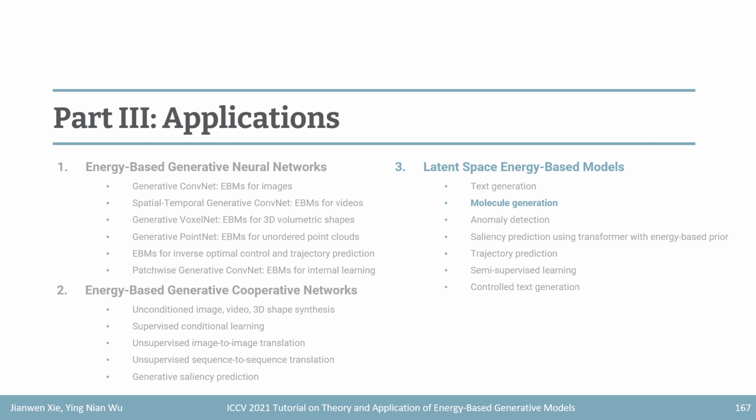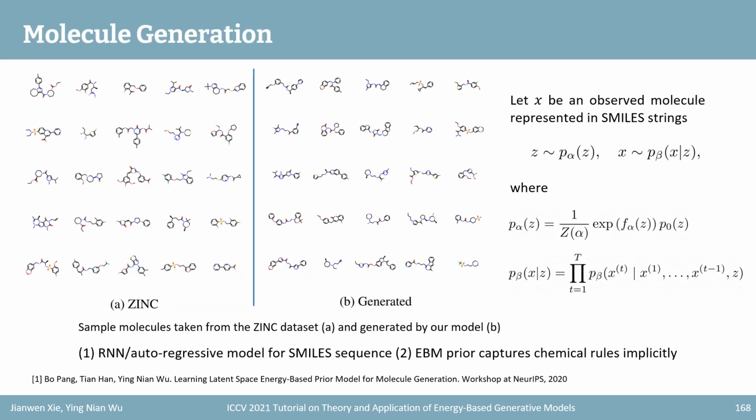Now, we will talk about molecule generation by latent space energy-based model. Molecule generation is a sequence generation. We still use an autoregressive model as the generator and build an EBM prime on top of the generator. The EBM prime can capture chemical rules implicitly in the latent space.